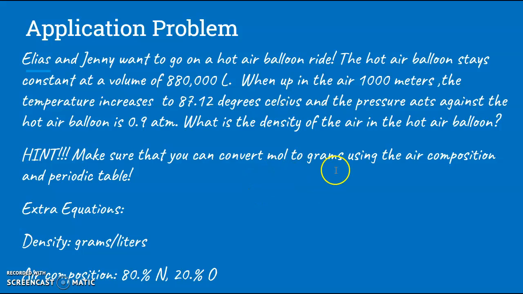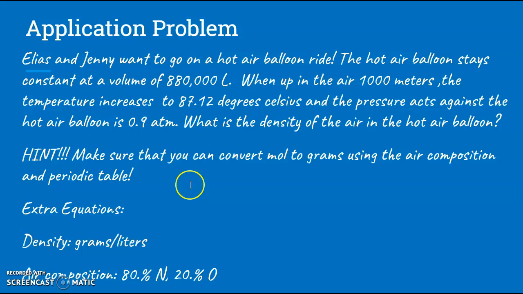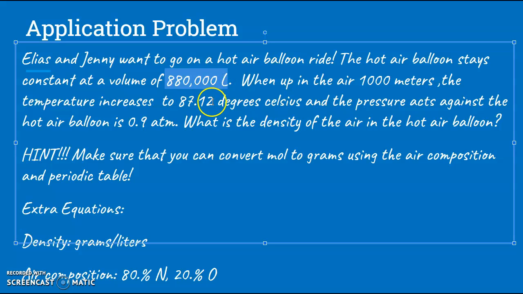So a few notes. Again, 1,000 meters is arbitrary. We just wanted to show that that's why the pressure goes down, because you're higher in the air. A hot air balloon works with density. That's why we're having you solve for that, even though it's not a part of PV equals nRT. So we've given you a volume and a temperature and a pressure.